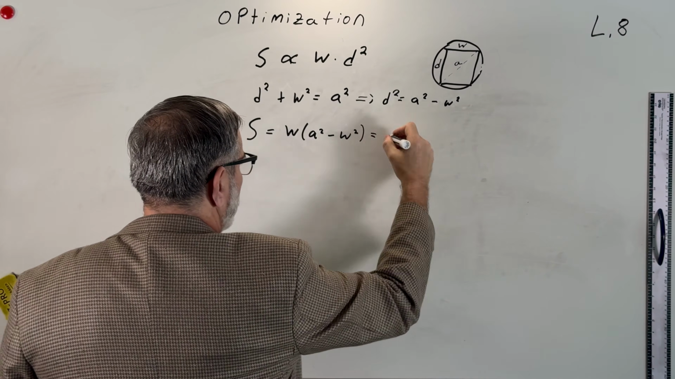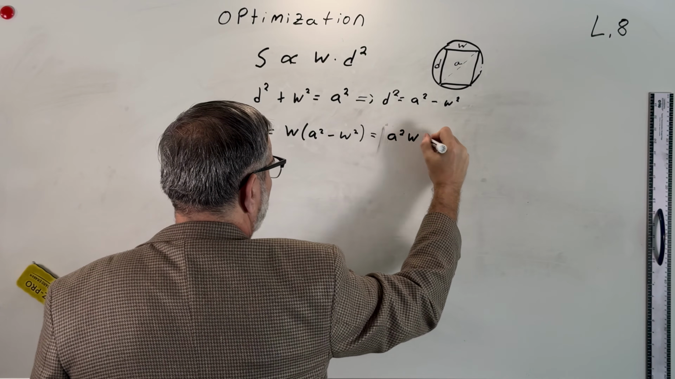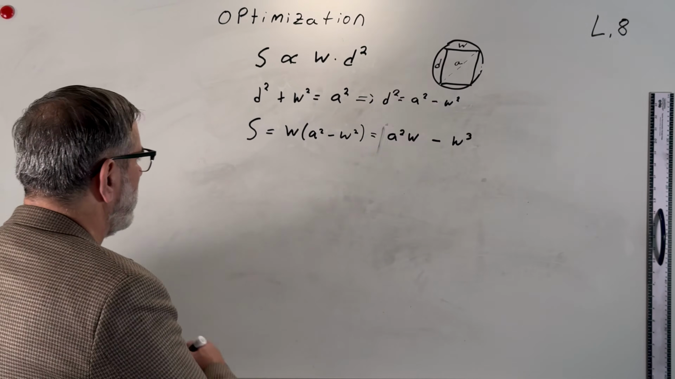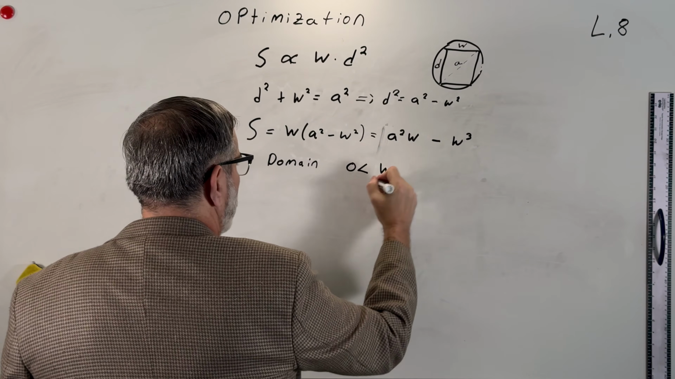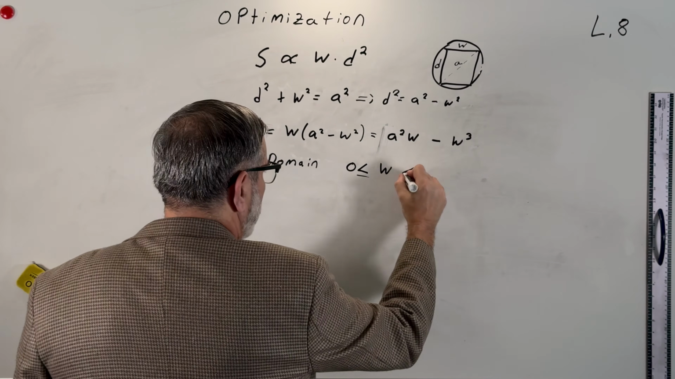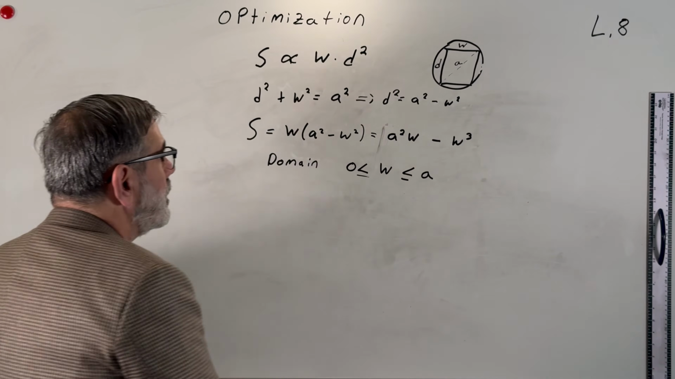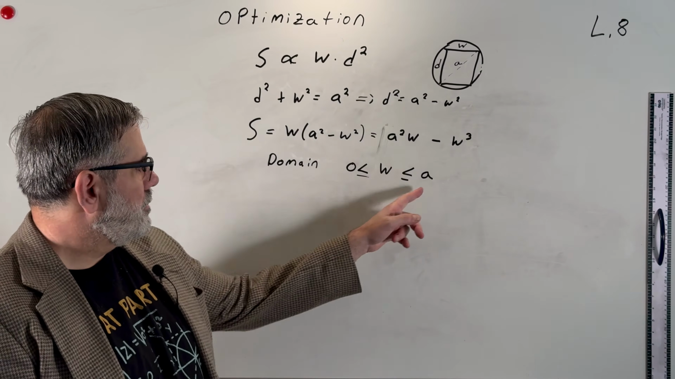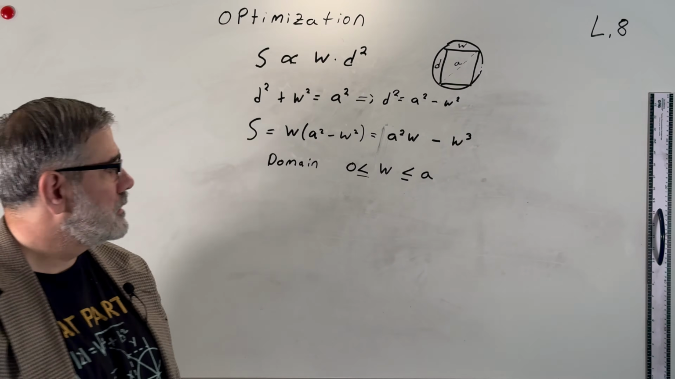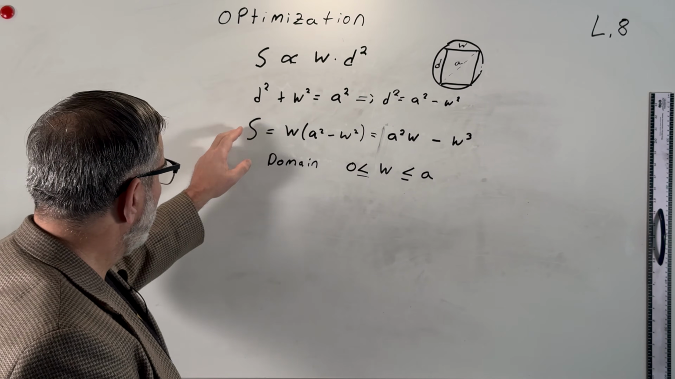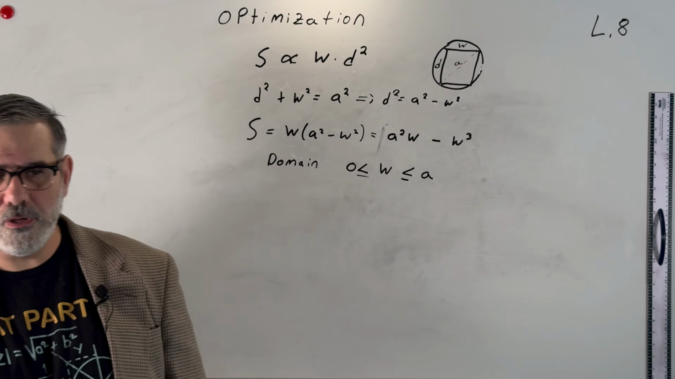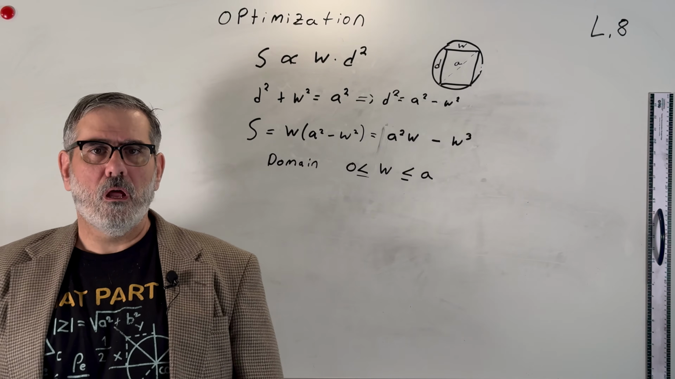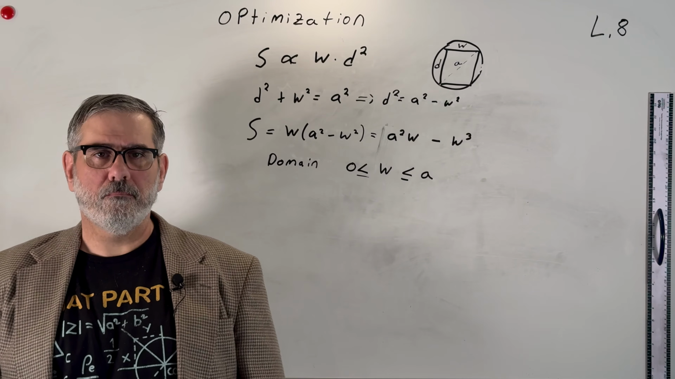So I can, of course, distribute the w, and we'll get a squared w minus w cubed. So what can we say about the domain of the problem? W could be greater than or equal to 0, but less than or equal to a. A, which is the diameter of the wood that we're cutting it from, would be the maximum width that we could attain. So we need to optimize this, which means we need to find the critical numbers for the strength. And again, I'm going to invite you at home to pause the video, try taking that derivative, and come back when you have your answer.